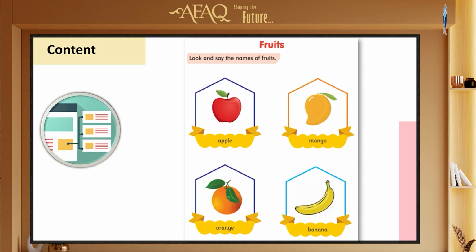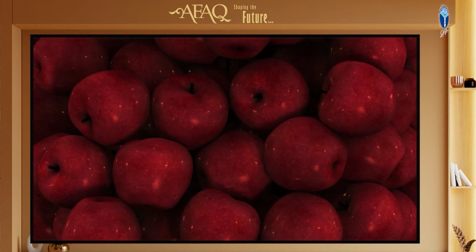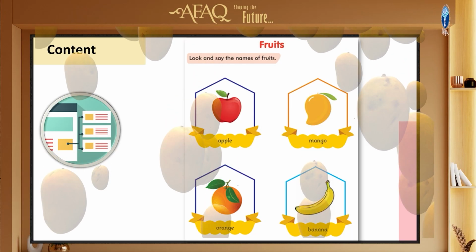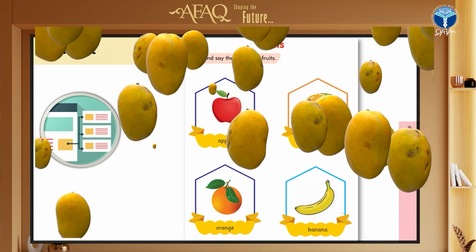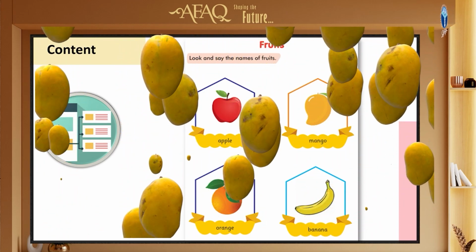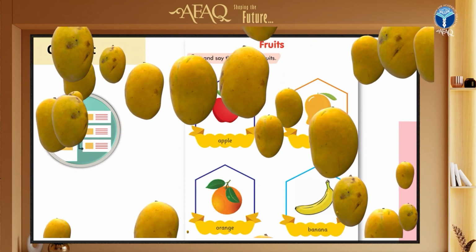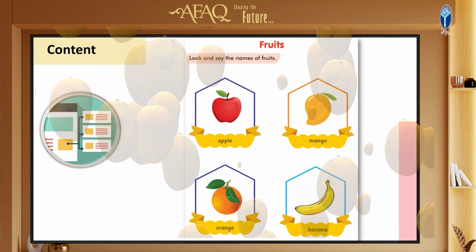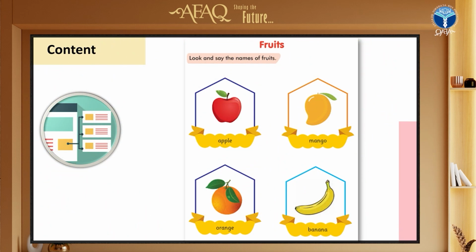I can see a big juicy red apple full of iron and so good for health. The next one is a big juicy mango which comes in summers. It is also called the king of fruits. It is so yummy and mango flavored things are also very delicious. Mango flavored ice creams or cakes or whatnot.